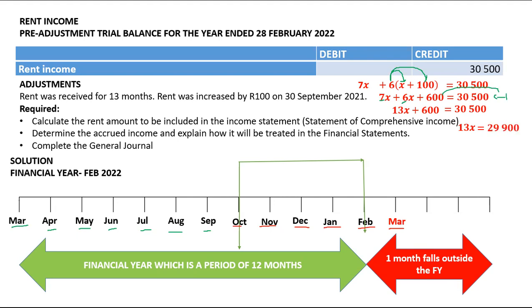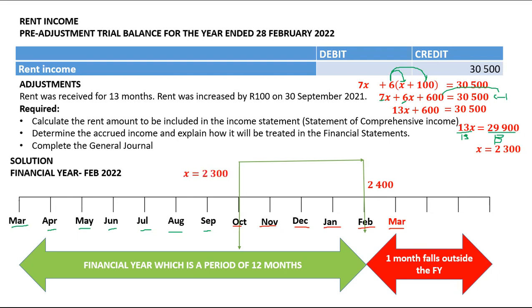30,500 minus 600 will give you 29,900. Then divide both sides by 13. And that will give you 2,300. So it was 2,300 for March up until the 30th of September. But from the 30th of September, per month, it was 2,400. As I've said, it was 2,300 before the 30th of September.